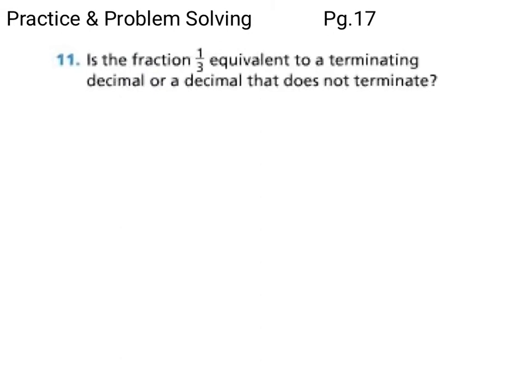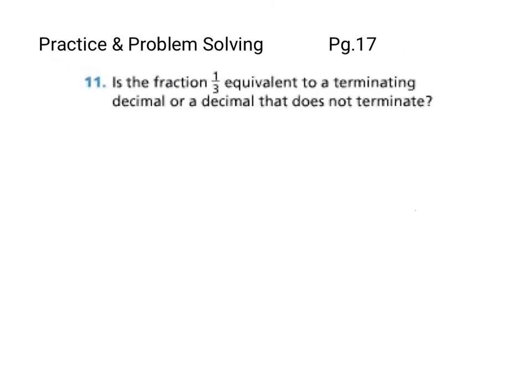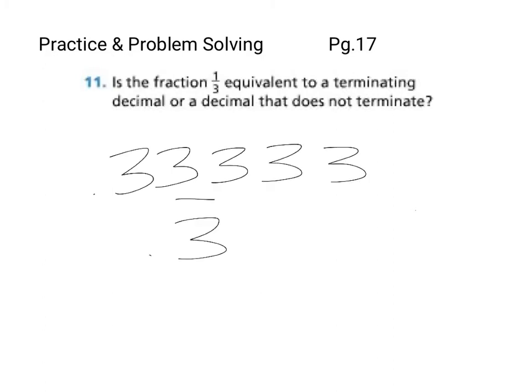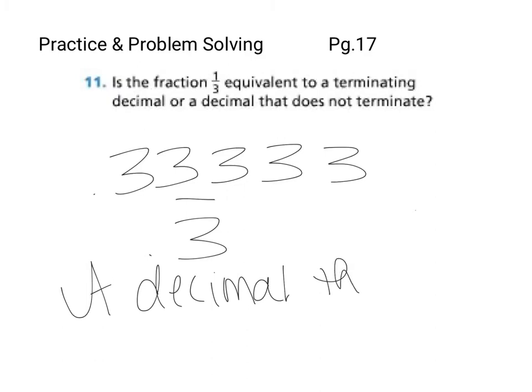Number 11. Is the fraction 1/3 equivalent to a terminating decimal or a decimal that does not terminate? So in other words, if we make 1/3 a decimal, does it terminate or not? So let's make 1/3 a decimal. You can put that into your calculator. Okay? And you get 0.3333 or 0.3 with a repeating bar, which means the 3 goes on and on and on and on. Therefore, does it terminate? No. So it is, make sure you can read that, a decimal that does not terminate.